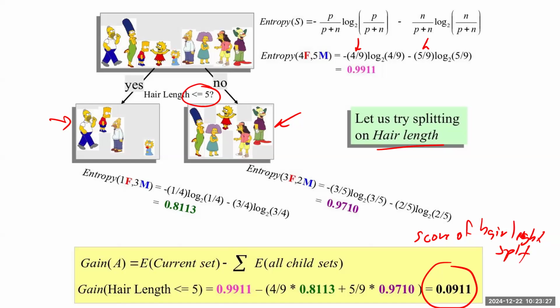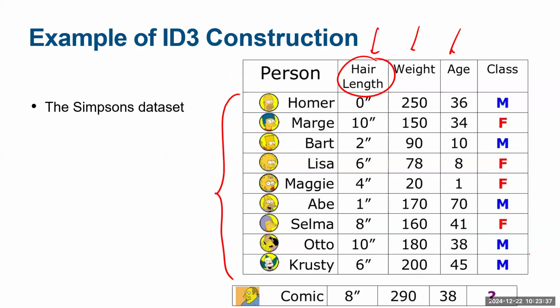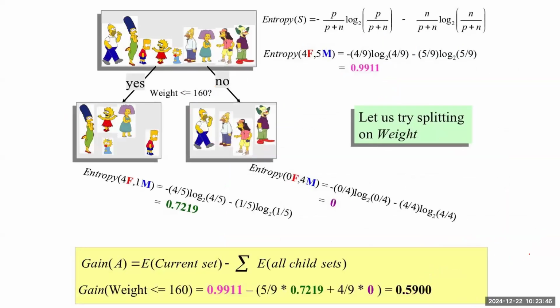So you do all this for one attribute. So you have the score. And now you try, because we just tried hair length. Maybe we try weight. Okay, let's say we try weight for less than 160. I just pick one random number, like 160.